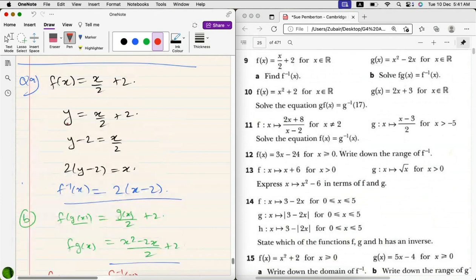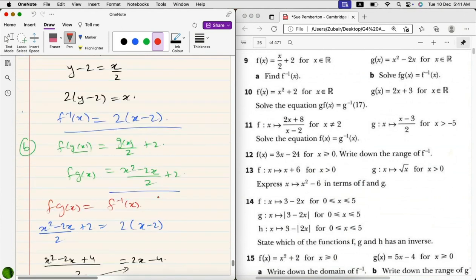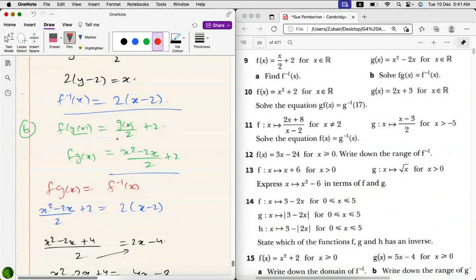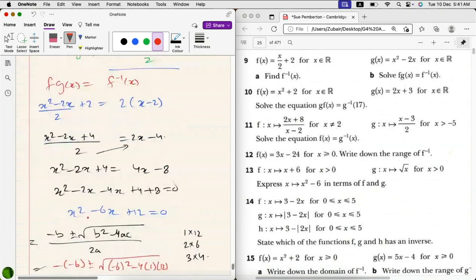x by 2 plus 2, y is equal to this. We make x the subject, minus 2, then 2. That's fine. x minus 2. And then we substitute g of x in f of x. x square minus 2x over 2 plus 2x square minus 2x over 2 plus 2 is equal to inverse. That's 2x minus 4. Taking the LCM as x square minus 2x plus 4.